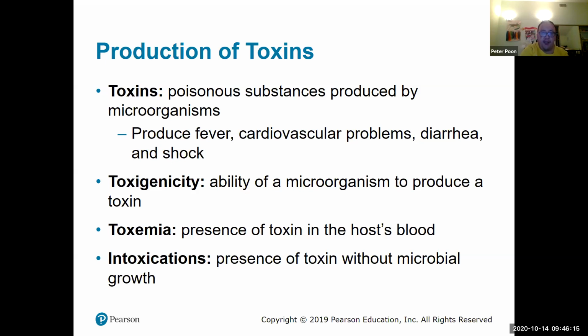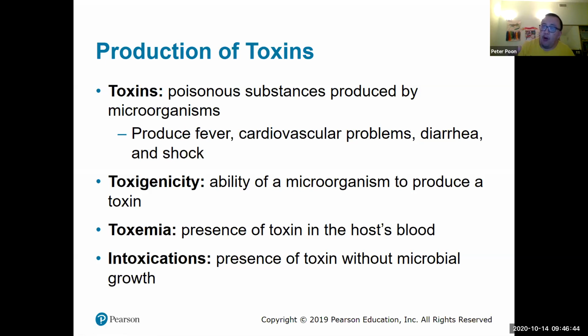Production of toxins. Toxins, by definition, are substances produced by microorganisms whose purpose is to harm you. They produce fever, cardiovascular problems, diarrhea, and shock. Toxigenicity is the ability of microorganisms to produce a toxin.